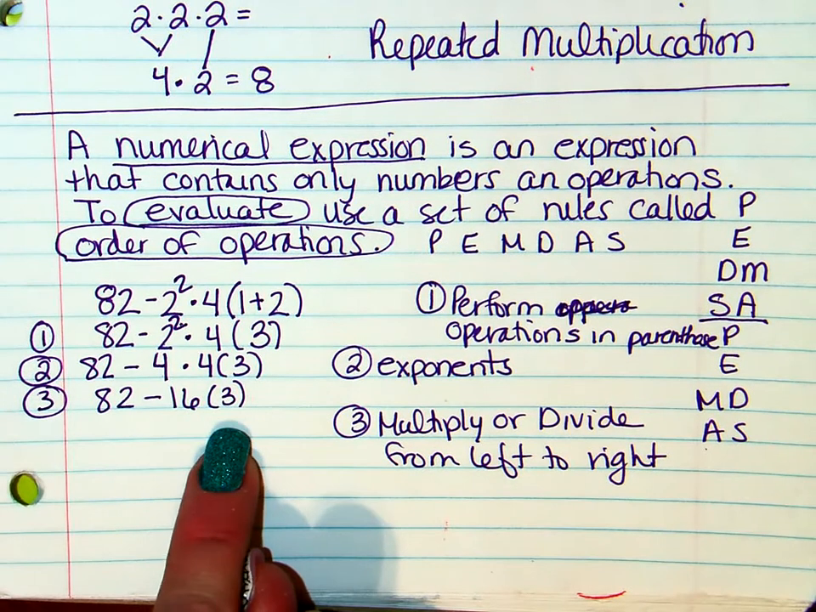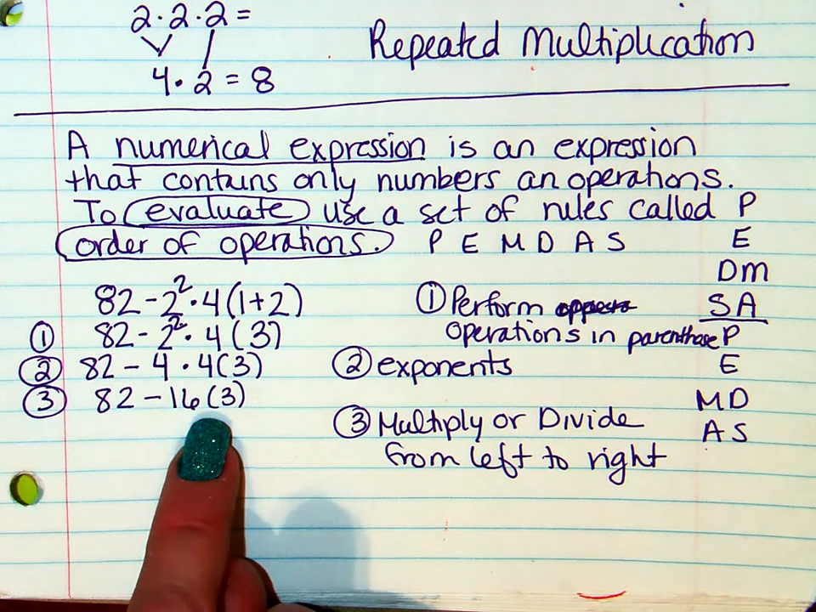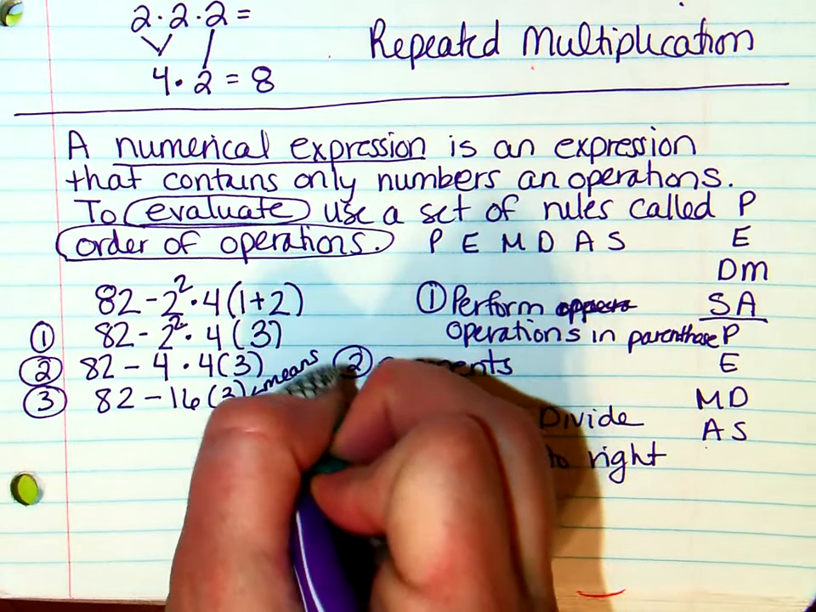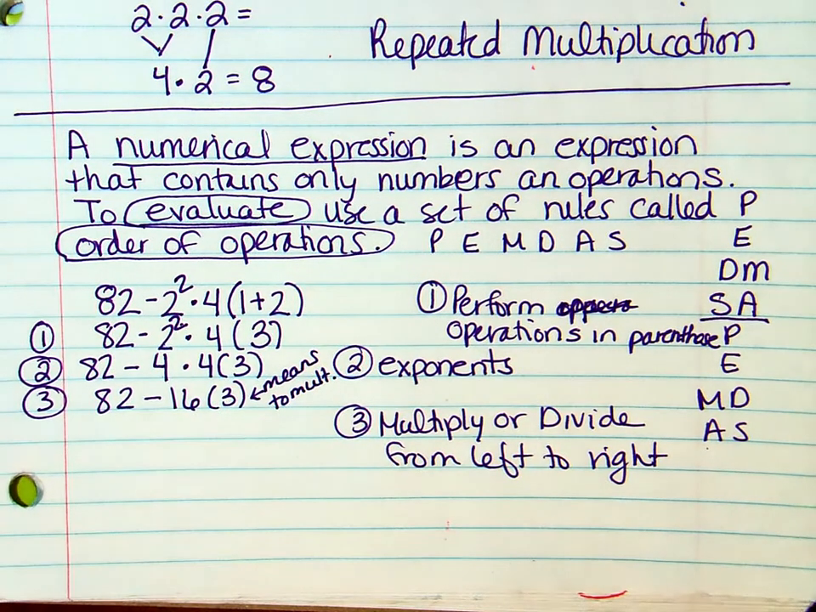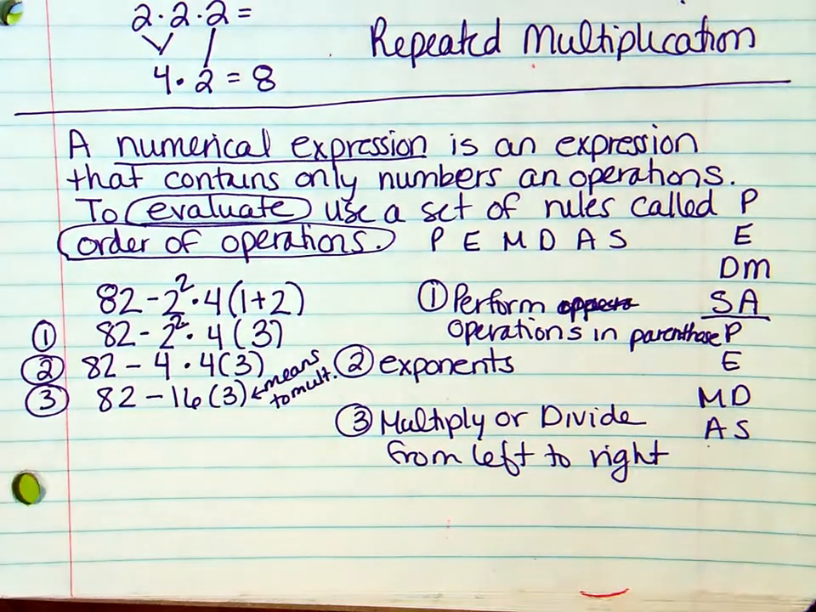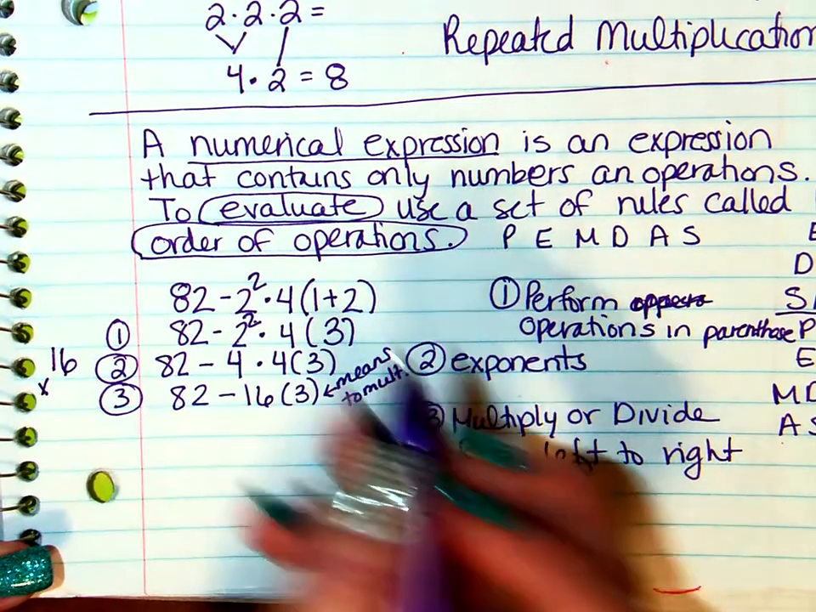Anytime you have parentheses next to a number or next to a variable, it means to multiply. So this means to multiply. Okay? All right, so let's do it. Let's do over here, 16 times 3.